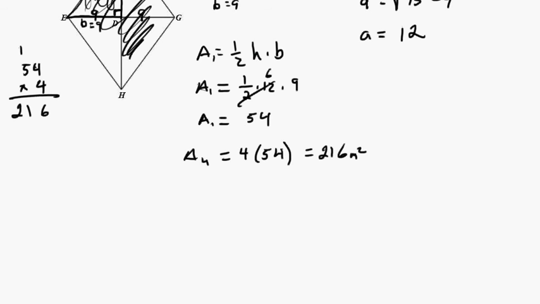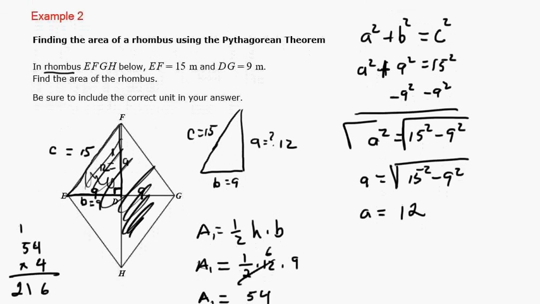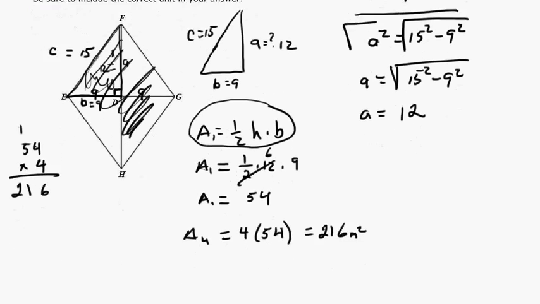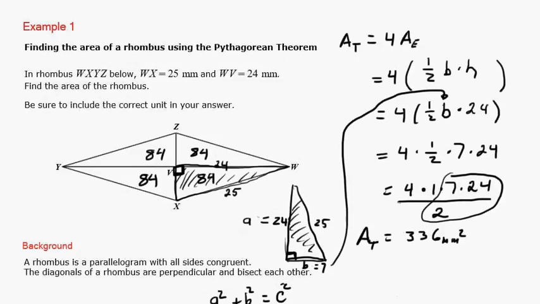Okay, so the high level view is, for these problems, you have to use the Pythagorean theorem to get the dimensions of one of these right triangles. Once you get the dimensions, then you use the formula to find the area of one of those triangles and then multiply it by 4. That's how I do it. Okay, so there's a couple examples for you. Good luck.